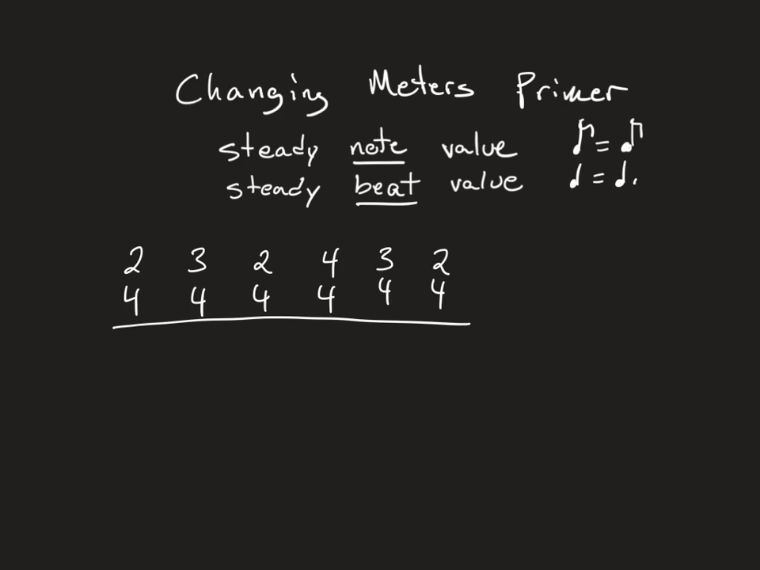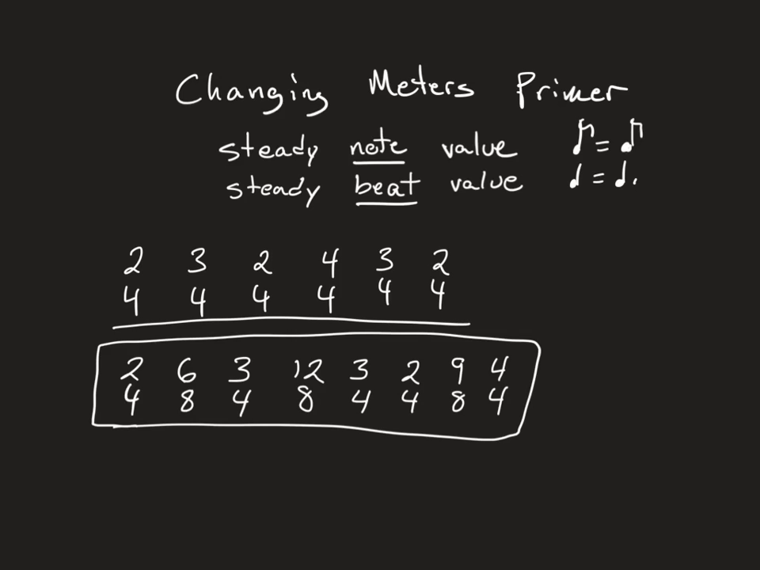All right, but let me put up some complications. Let's put in some compound meter stuff. Now we have a series of meters that change between simple and compound meter. Let's first try these with a steady note value. That means that the eighth note will stay the same. Because the eighth note stays the same, the beats in the compound meter portions will be longer. The beats will become longer, but the note values will stay the same. So we'll keep the steady eighth note value.